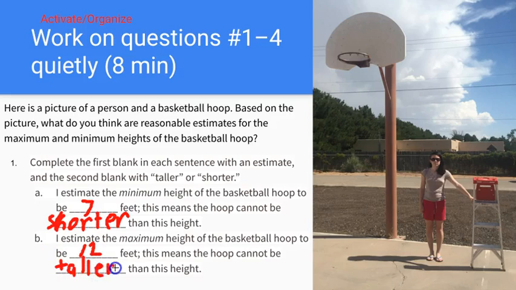And when you think about an NBA player being on the tall side, that's about 7 foot, they can just reach up. Well, even if they've got a really long arm, they can still only reach so high. So 7 feet here for a minimum, 12 feet for a maximum makes sense.